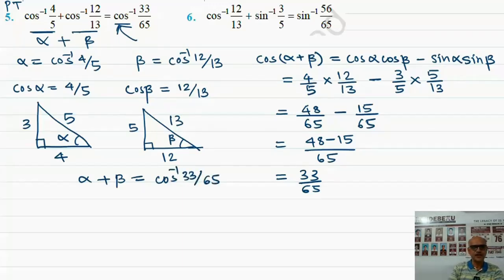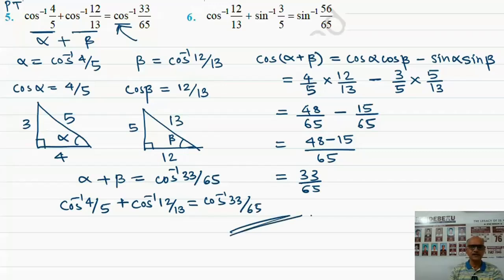Now substitute alpha and beta. Alpha is what we took, cos inverse 4 by 5, plus beta, that is cos inverse 12 by 13, is equal to the RHS, cos inverse 33 by 65. That is our answer. Hence proved, we can say. Clear? Similarly, next one if I take.